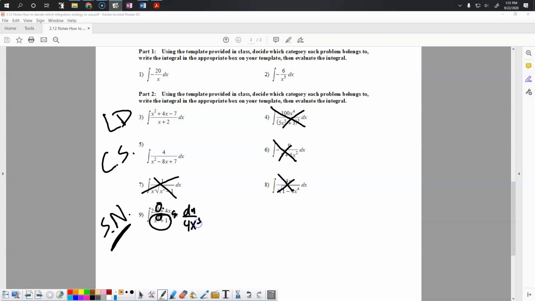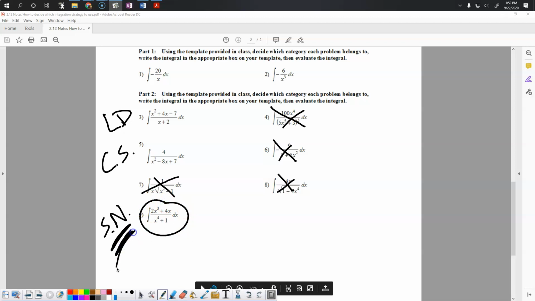Well, is this going to cancel all that out? The answer is no. So even though it kind of fit our U-sub pattern there, something's not right yet, and that's why it's a splitting the numerator question. Remember also how I told you this one also kind of looked like an arctangent?